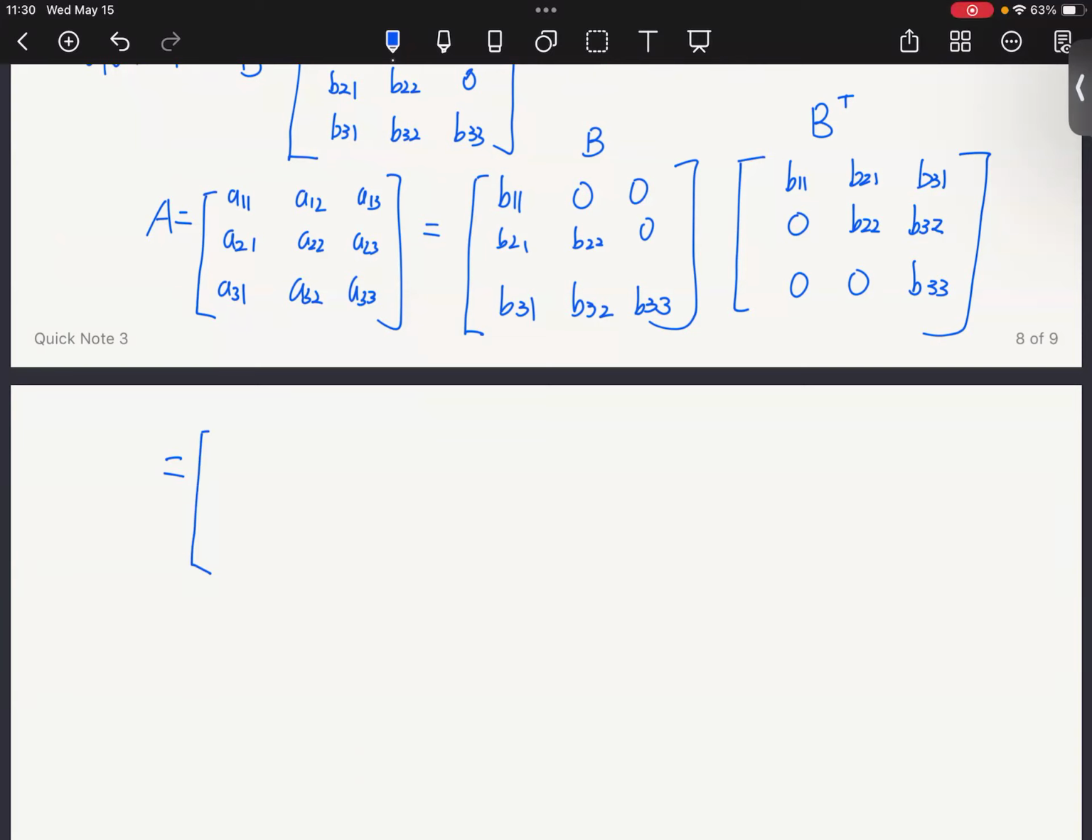Okay, let's calculate the components. The first component is just B11 squared. This is the first row times the first column. The second element here is 1, 2, which means we need the first row and the second column. Do the multiplication, and we get B11 and then B21.